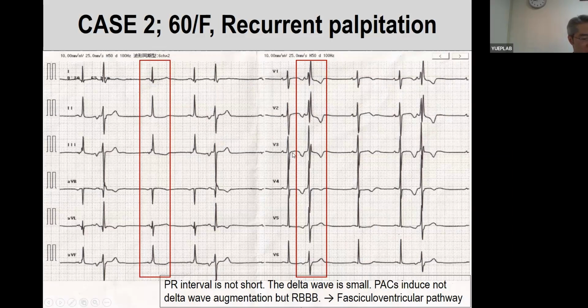Delta wave is still small. PAC induced not delta wave augmentation, but RBBB. That means the proximal insertion of this pathway is distal to the right bundle. So that means it is a fasciculoventricular pathway.